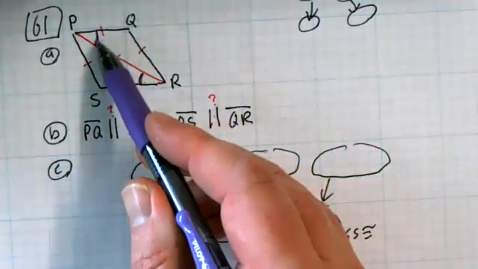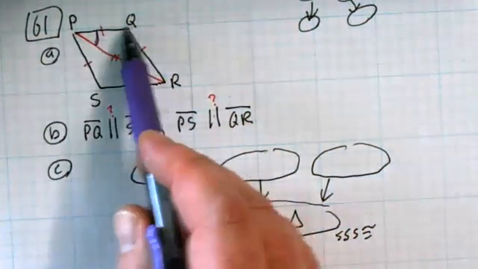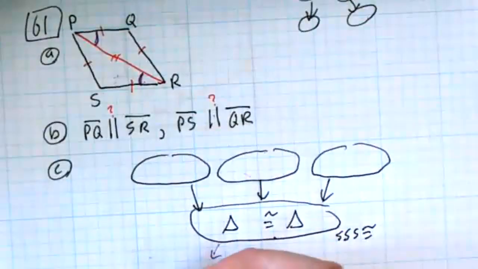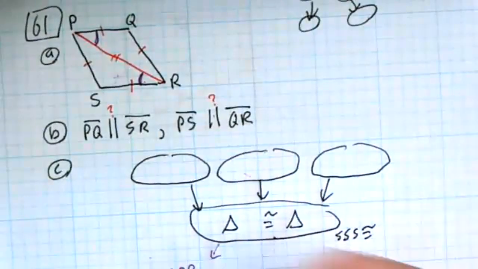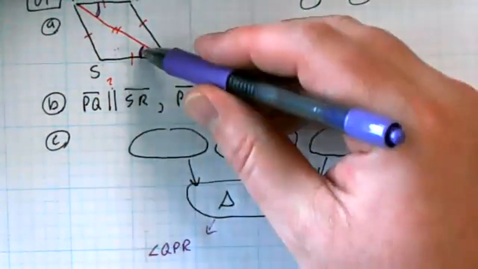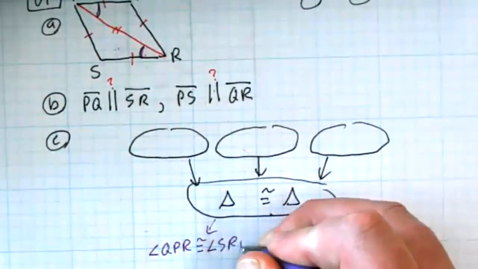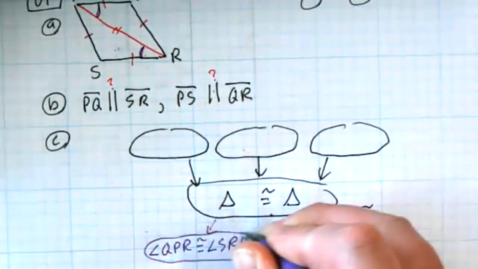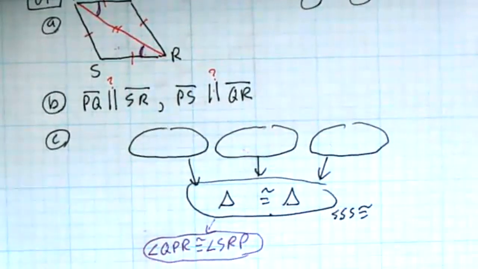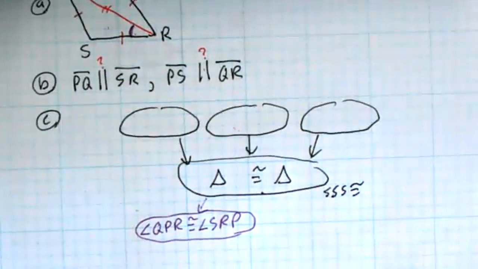I'm going to name this one up here. And if you haven't done this, go ahead and do it with me right now. I'm going to call this angle up here QPR. And I'm going to call this one down here SRP. And this is our new reason that we're learning today. This is the big thing for today.